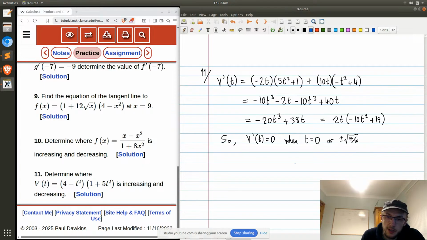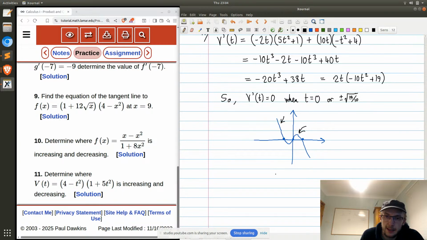All right, so visualizing now. It's a cubic that passes through negative square root 19 over 10, 0, and positive root 19 over 10, and it's a negative cubic. And this is the derivative, not the actual function itself, right? And so where is it increasing? It's increasing where the derivative is positive, so that there, and that spot there, and it's decreasing where it's negative.